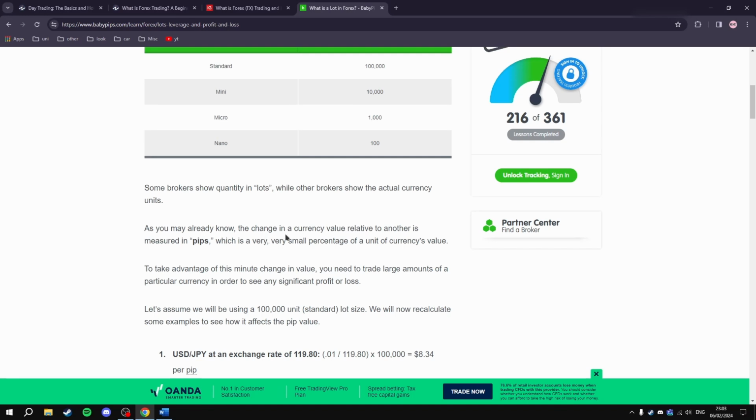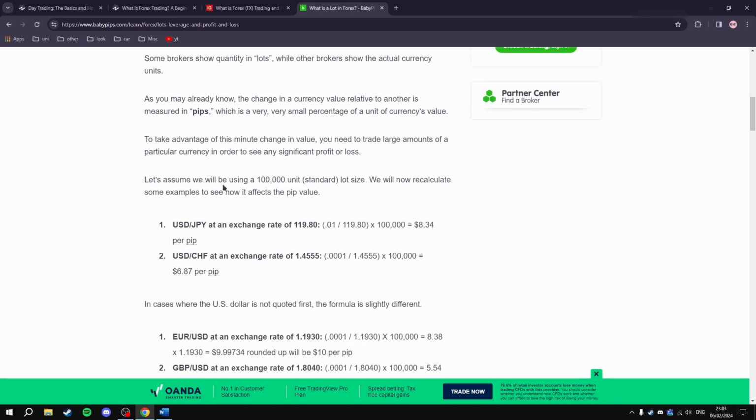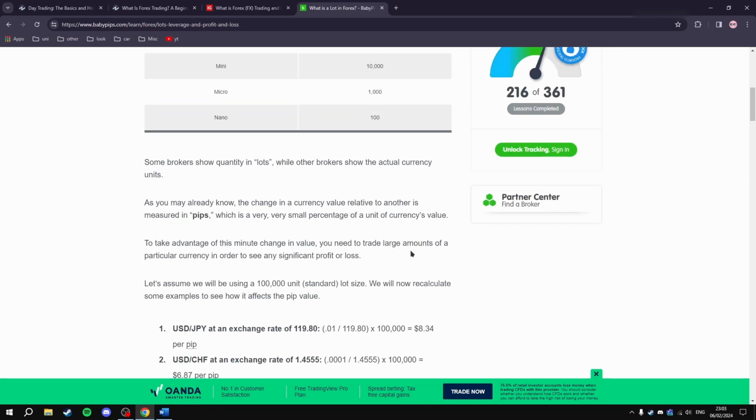As you may already know, the change in a currency value relative to another is measured in pips, which is a very, very small percentage of a unit's currency value. To take advantage of this minute change in value, you need to trade large amounts of a particular currency in order to see any significant profit or loss. Let's assume we'll be using 100,000 unit standard lot size. We will now recalculate some examples to see how it affects the pip value.